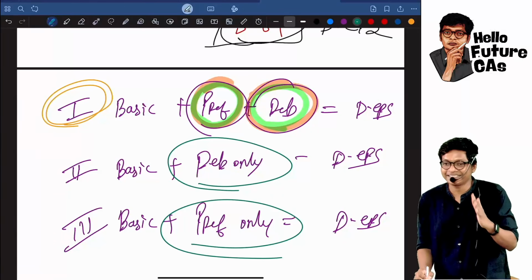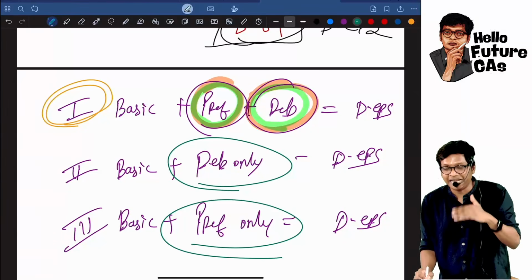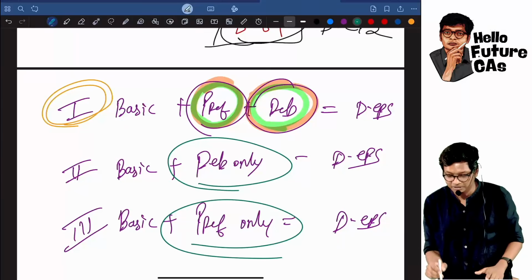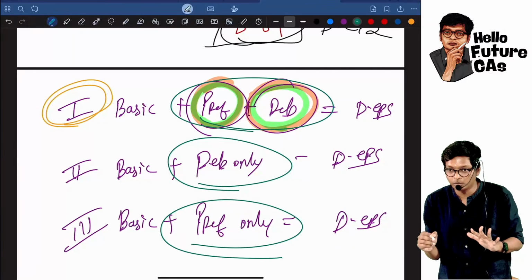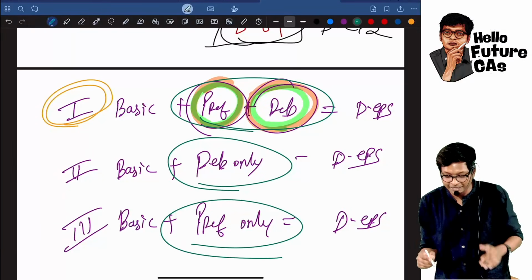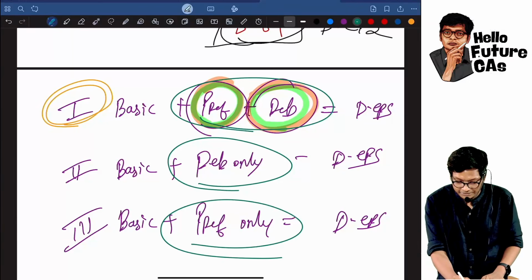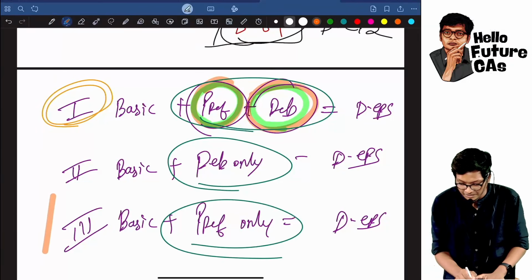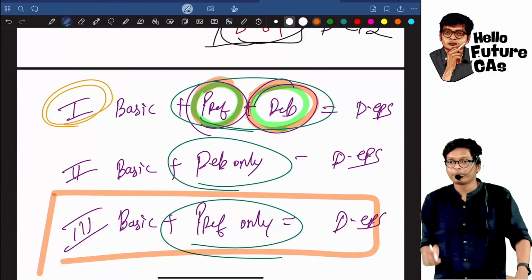That is very easy, guys. If that comes, add debenture, add preference. If both come, you should not simply add both. The order of adding matters. Here, in this sum, what is the final answer? I need to add only preference.